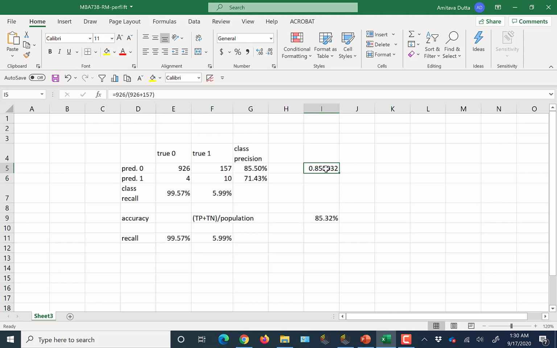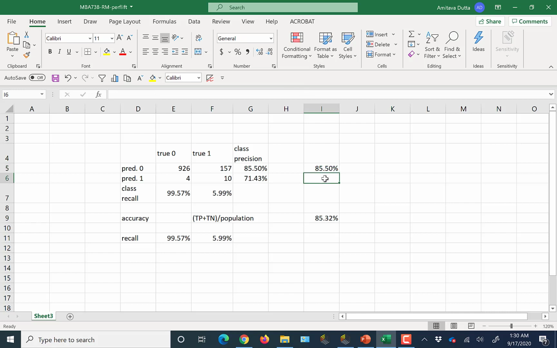So that's 85.5% precise. Let me change that to a percentage, and there's your 85.5. That's another way of saying 15% of what I identified was junk. So you want high precision, which means there's not a whole lot of bad stuff or junk in your net, so to speak. That's what the model is identifying.